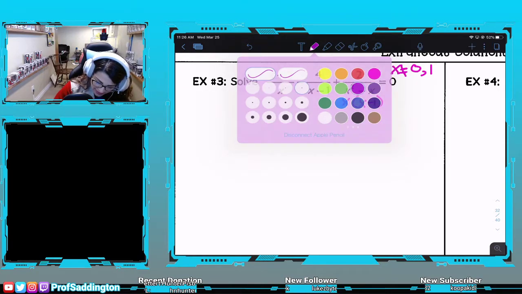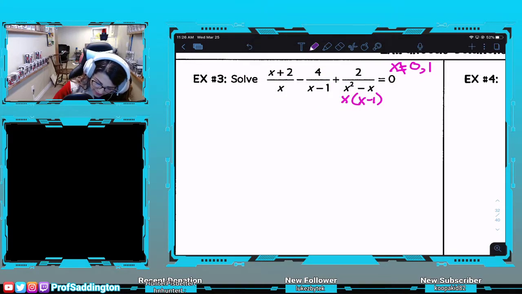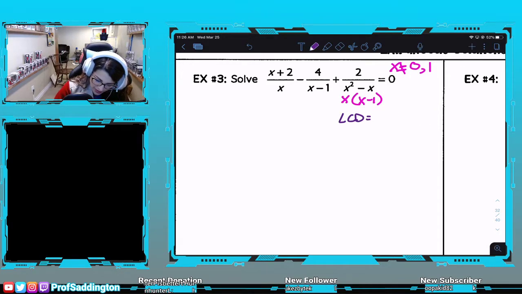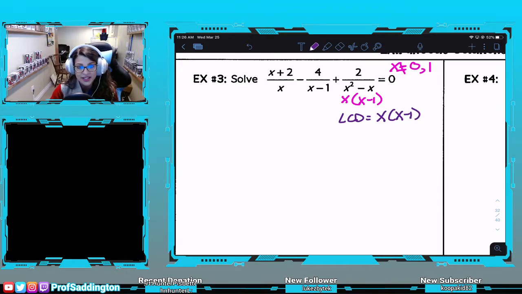I'll use a different color since I got a lot of pink happening over here. My LCD is going to equal, I did not leave myself enough space, did I? There we go. I have an x, and I have an x minus 1. If I put those together, I get the x squared minus x, so I don't need to include that again. Though if you did, it's not wrong.